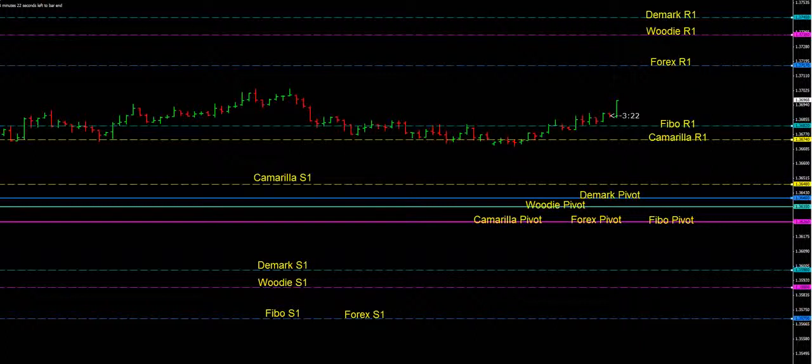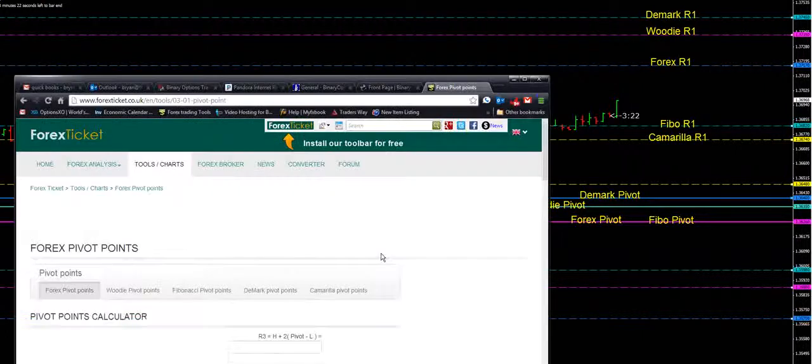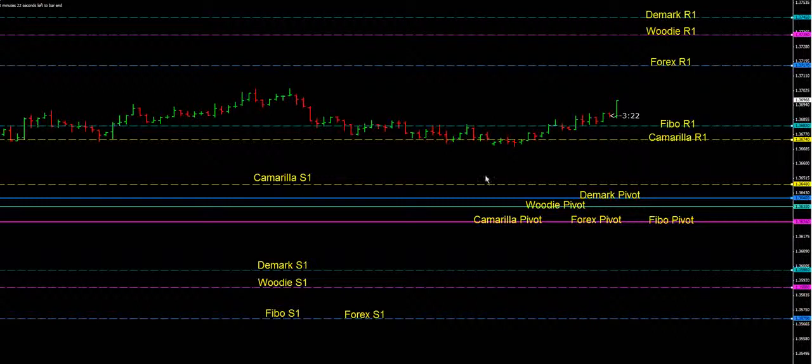But as you can see on the screen, there are 5 different pivot points, I'd say the most common ones people use. If we look, there's Forex pivot points, Woody pivot points, Fibonacci, DeMark, and Camarilla. So I plotted each one on here so you can see the difference in how they are. The basic pivot points start off pretty close together, but as we plot them out, the resist and the support start to vary.